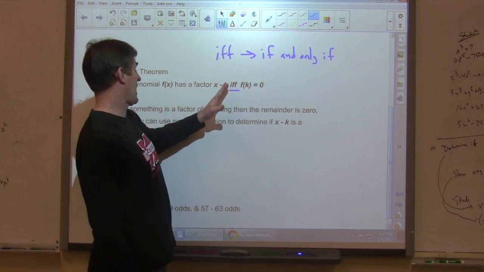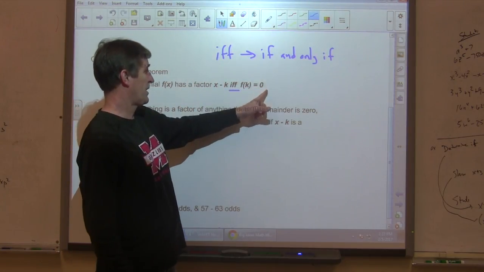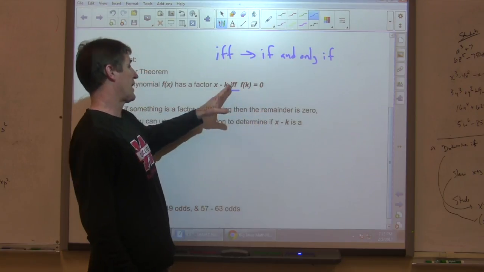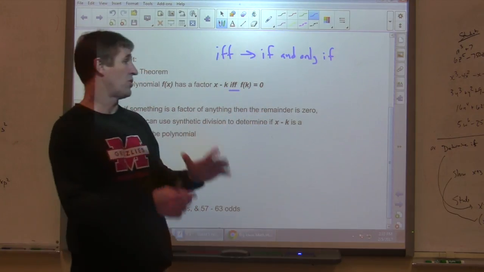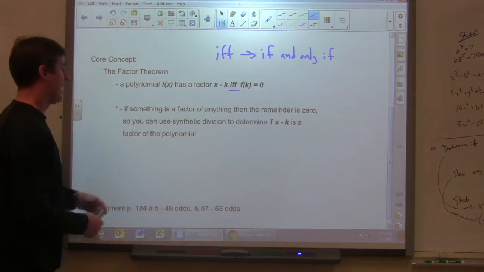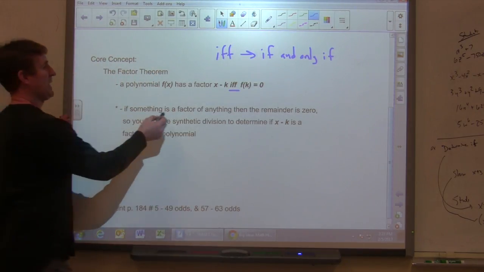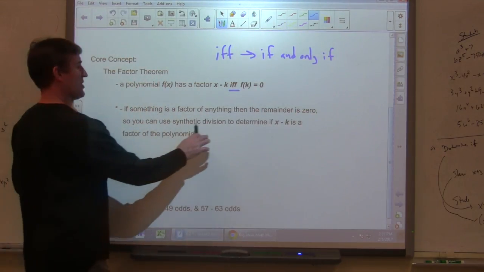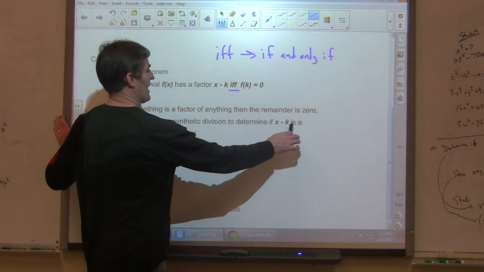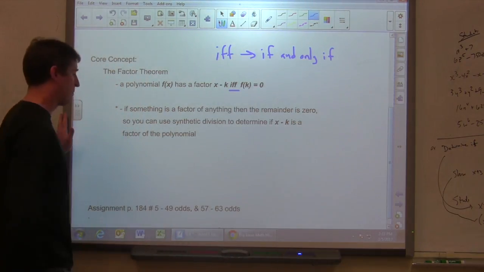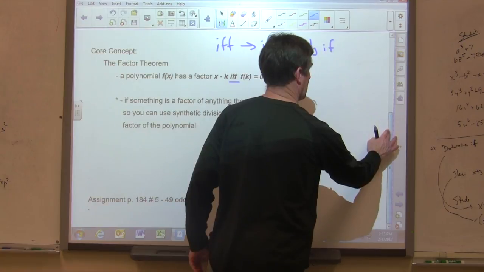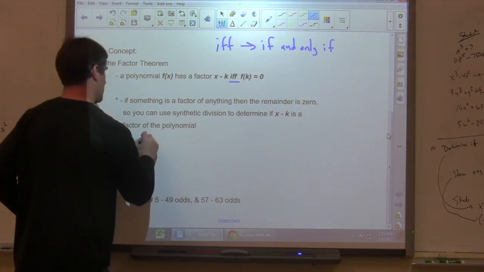If x minus k is a factor of the function, then f of k equals 0. Or if f of k equals 0, then x minus k is a factor. You can do either one. So in other words, if something is a factor of anything, then the remainder is 0. So that tells us we could use synthetic division to determine if x minus k is a factor of the polynomial. So what they're going to ask you to do is things like this.